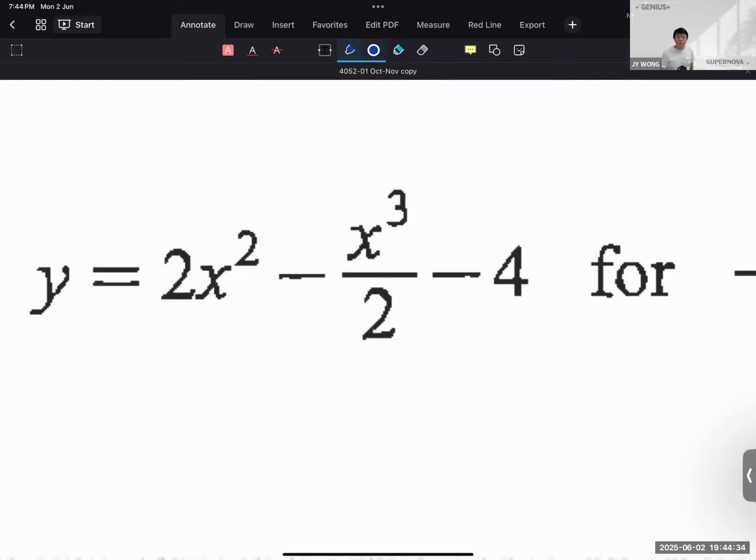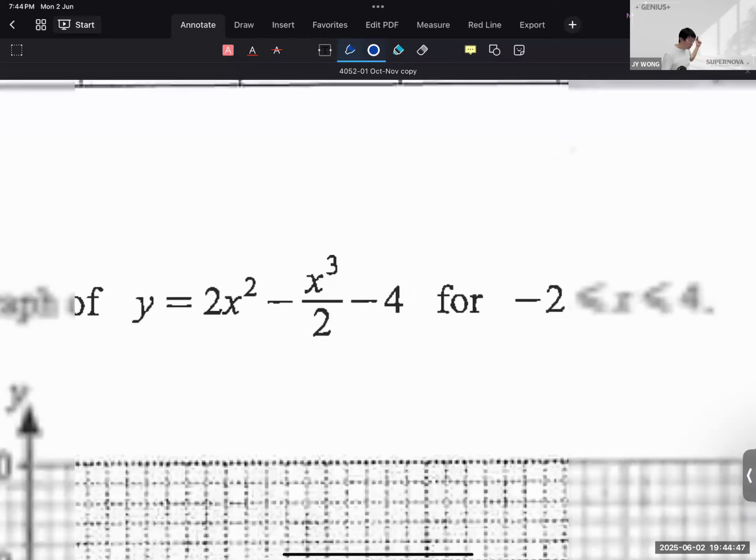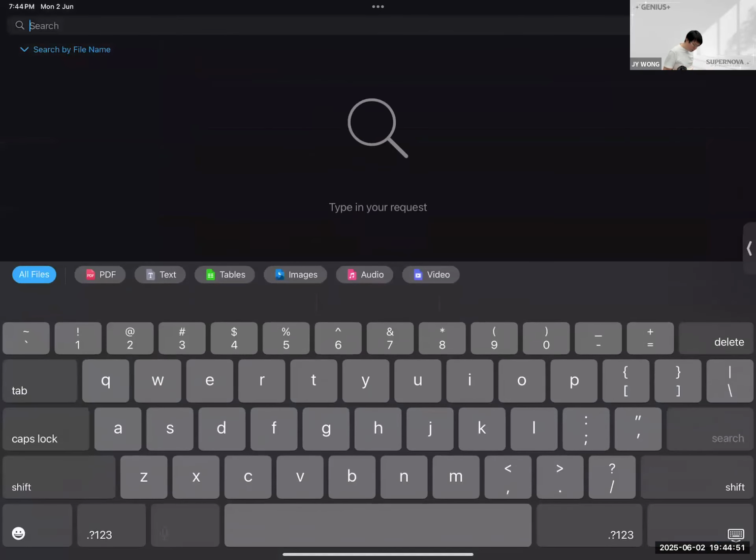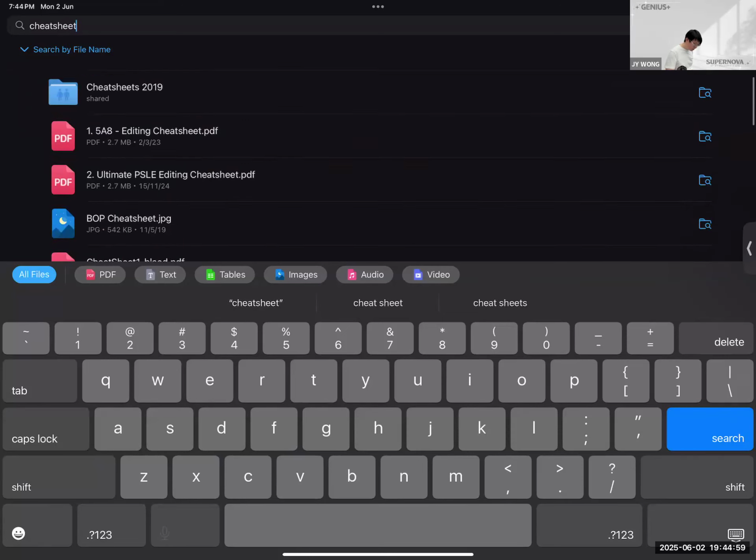What kind of graphs do you all learn? Besides quadratic, the ones they can ask you to draw in an exam include the exponential graph. Exponential graph, okay, basically, again, I very quickly recap. Anyway, I'll be giving you all a copy of this soon.